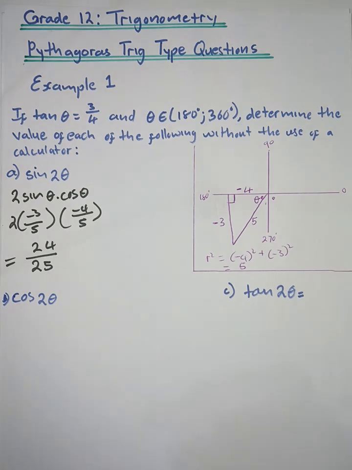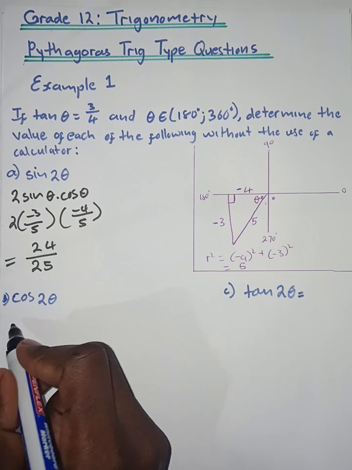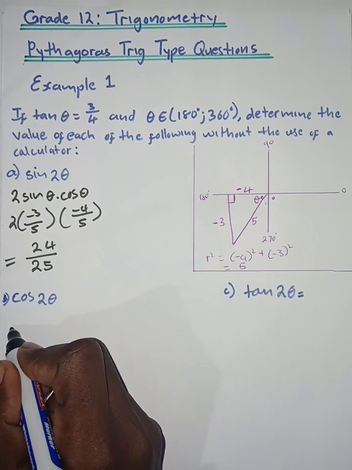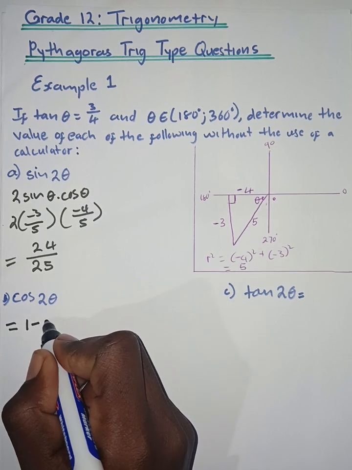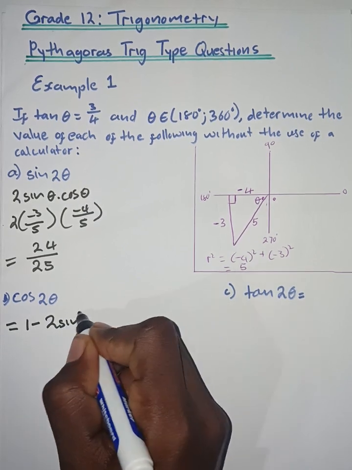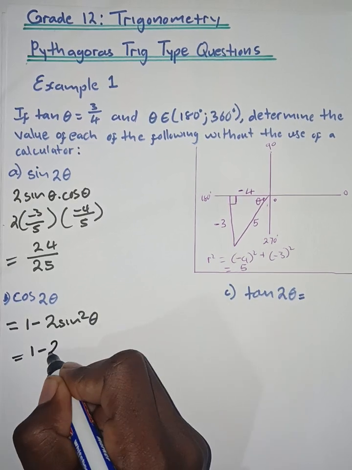So for B, they want the value of cos of 2 theta. Again, you can notice that's actually a double angle for cos. So I'm just going to use the third version, which says 1 minus 2 sine squared of theta. So this would be 1 minus, so this would be 2.